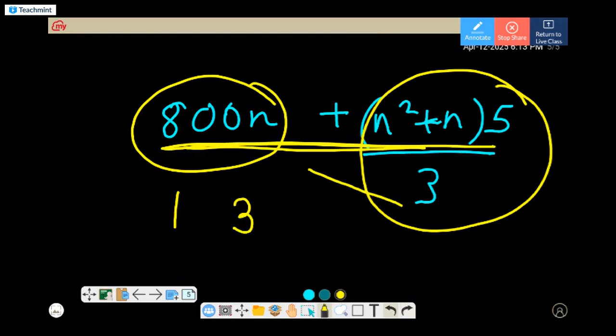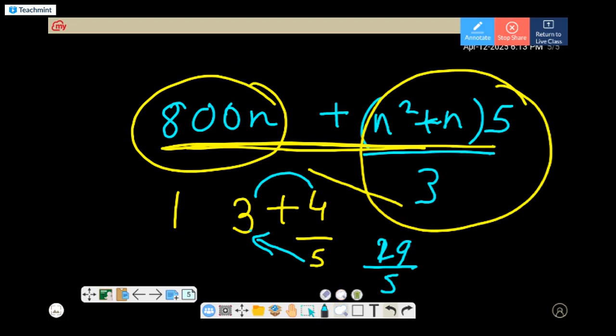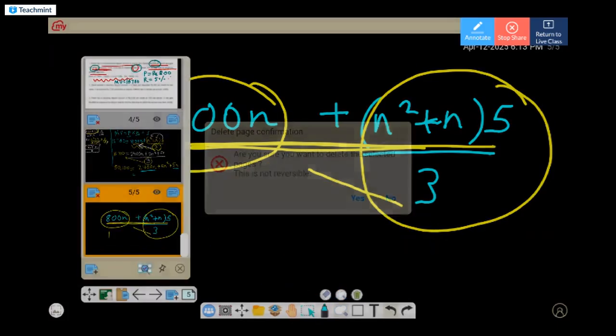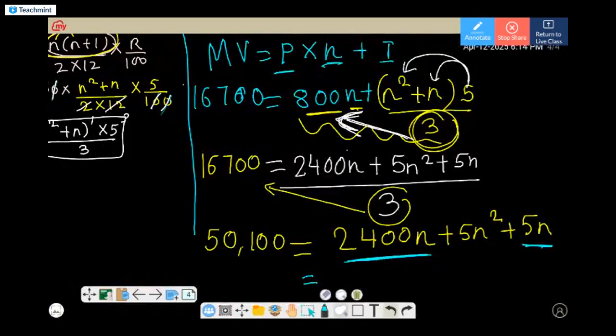Suppose you have something like 3 plus 4 by 5. How do you work on it? You multiply 5 into 3 and then add it, right? And then whatever answer you get, let's say you're getting 15 plus 4, that is 19, and then you give a common denominator 5. That is what we have done in that step also. Yeah, got it.